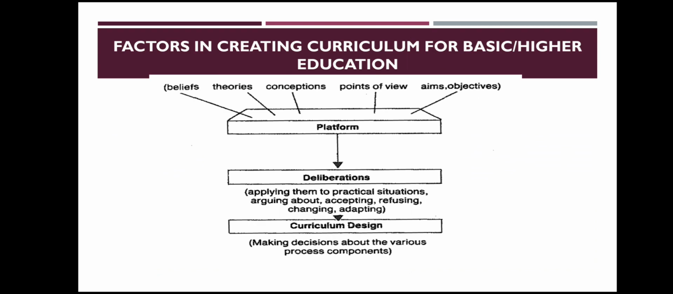Now, what are the different factors in creating curriculum, either for basic or higher education? We have this figure here that shows the steps. The first one, there should always be a belief. Of course, the theory based on the study and the concept, point of view, and the objectives or goals. And then what platforms are they going to use? And from there is a deliberation.